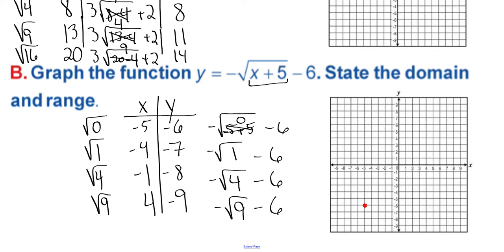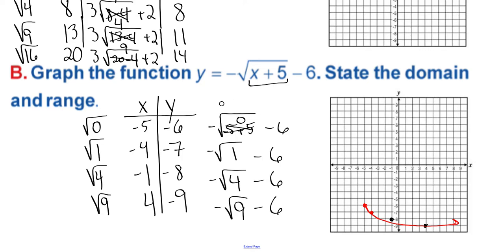And I think that's enough to graph. So we got our -5, -6, because we figured that's what it was with this transformation. So -4, -7, right there. -1, -8, right there. And 4, -9, right there. And this one's going down because we have that negative in front. Okay? So it looks about like that. Not perfect, but it's close.